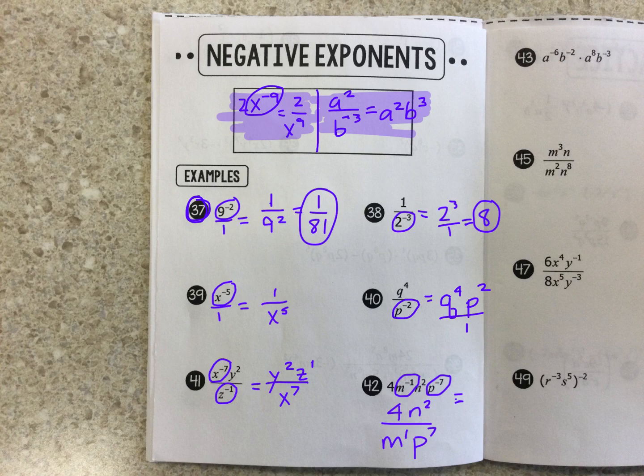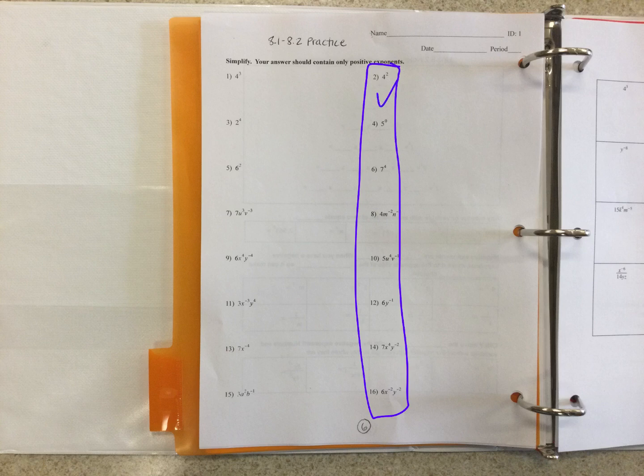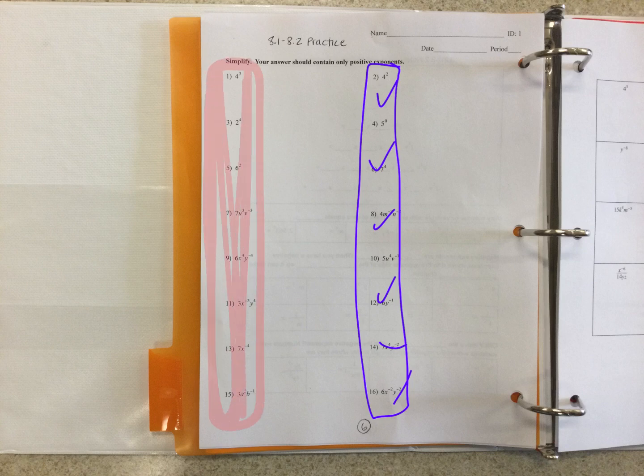Get those notes copied down. And I need you to turn to page 6 in your 8.1 to 8.2 practice. It's in your 8.2 packet. We did these last week. They should all be done. Today, I need for you to do these right here, 1 through 15 odd. When you're done with that, turn all this work in. Thank you.